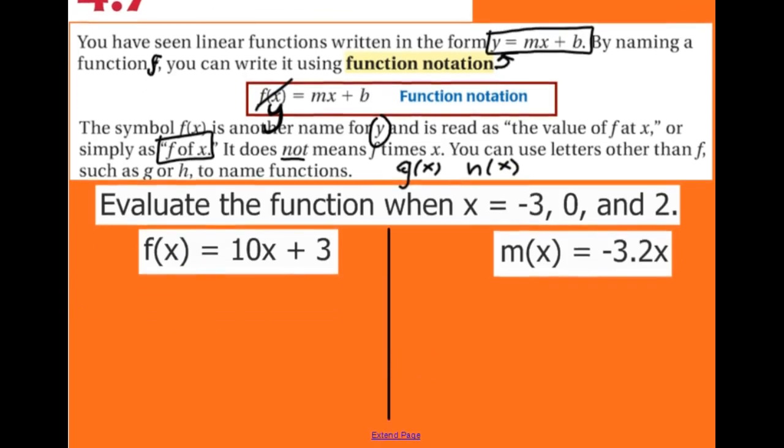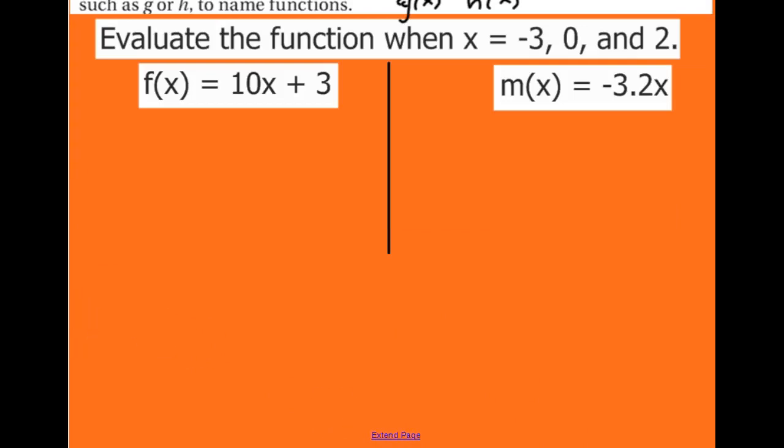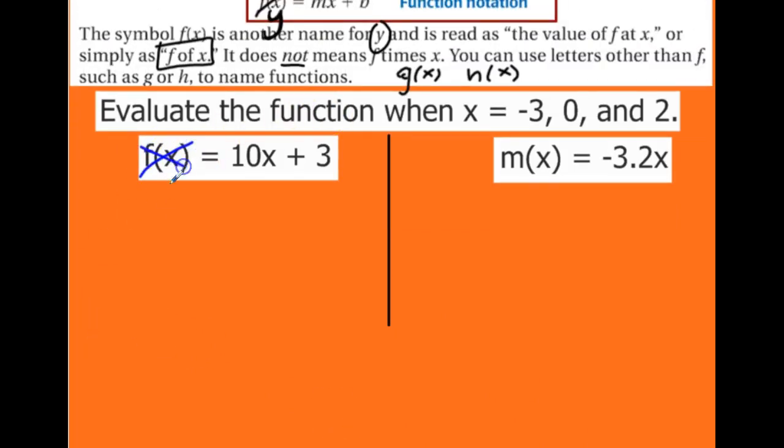So it says evaluate the function when x equals -3, 0, and 2. Like before, when we made xy tables and plugged in -2, -1, 0, 1, and 2 at the beginning of this chapter, we're doing that same thing now, but they just want us to plug in 3 numbers. First, we are going to plug in to this equation. Again, this is really just y equals 10x plus 3. For x, we're going to plug in first a -3, then 0, then 2.